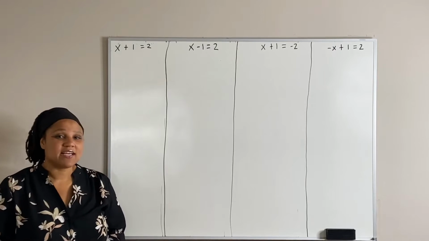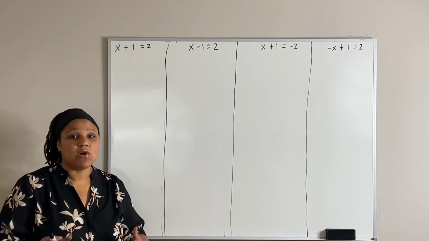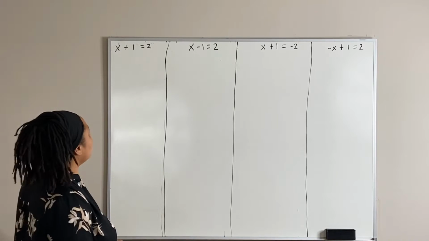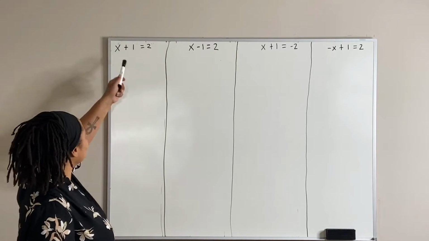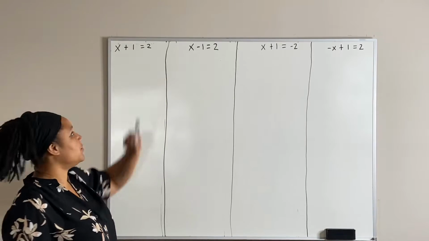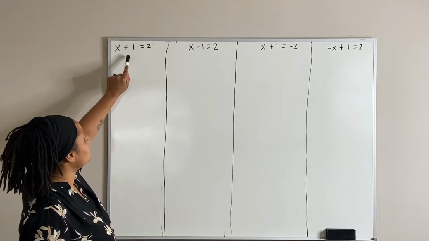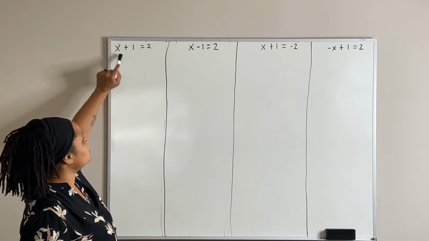To solve for x, what we want to do is isolate x. That means we want x by itself. So in order to do that, you look at what we have here. We have x plus 1 is equal to 2. So in order to isolate x, we want to notice that we have an addition sign right here.